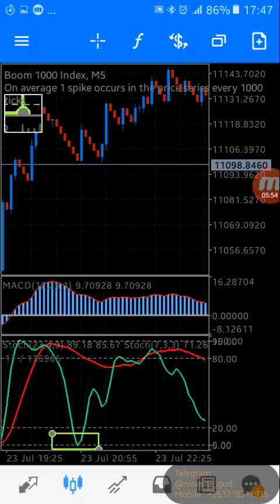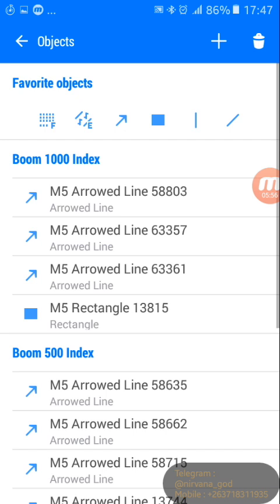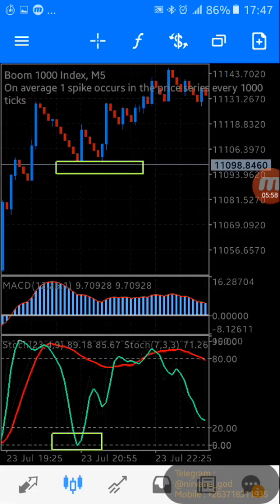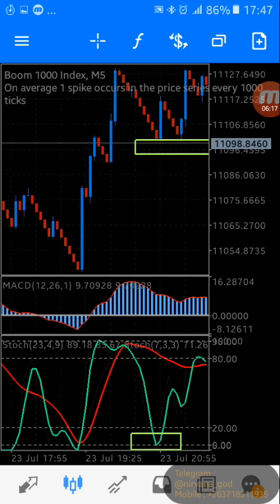For example, here, here. This is where the green stochastic pulled, and the green stochastic must be separated from the red one. There must be a gap between them. They must not be together like this. It must be separate. For example, here the red stochastic was left behind and the green came to oversold condition. And here is where your spike was.